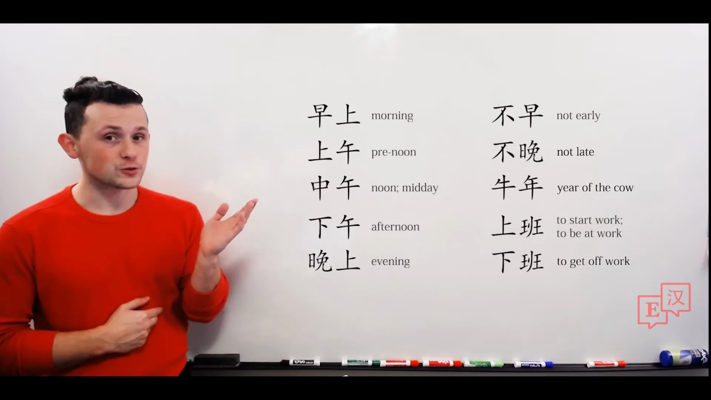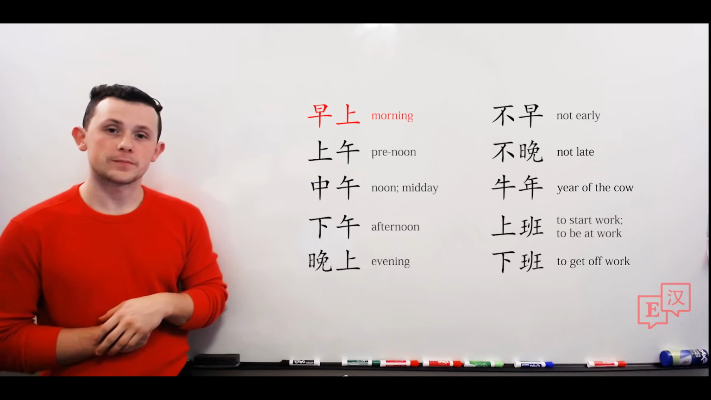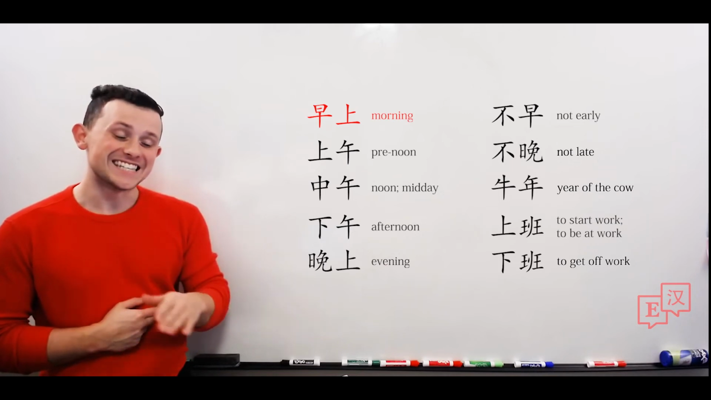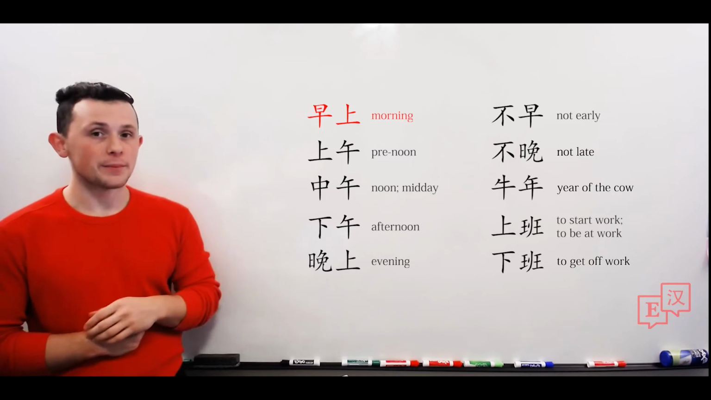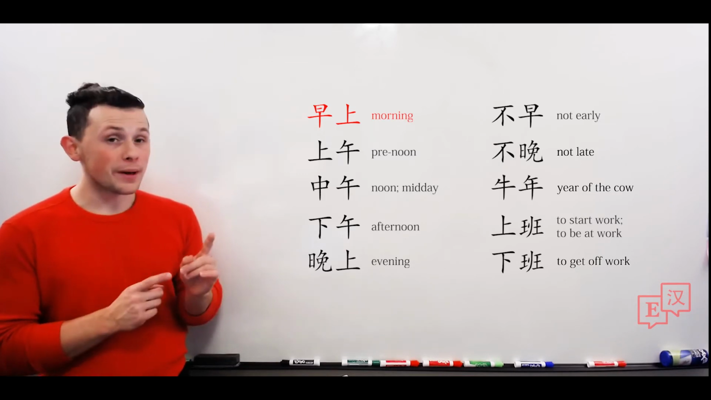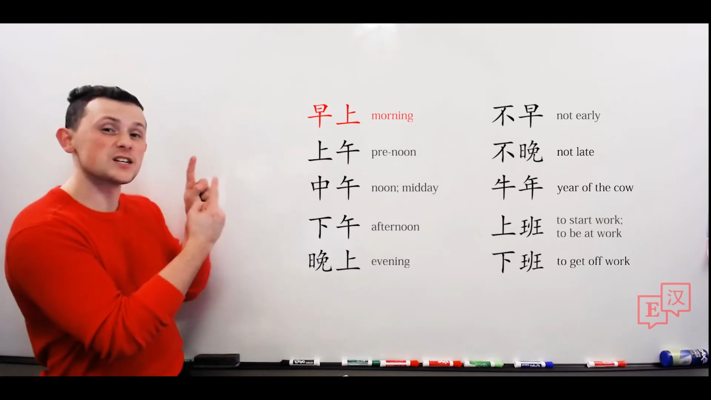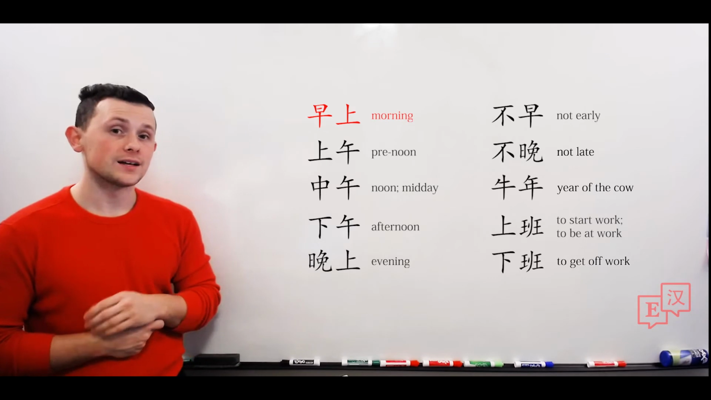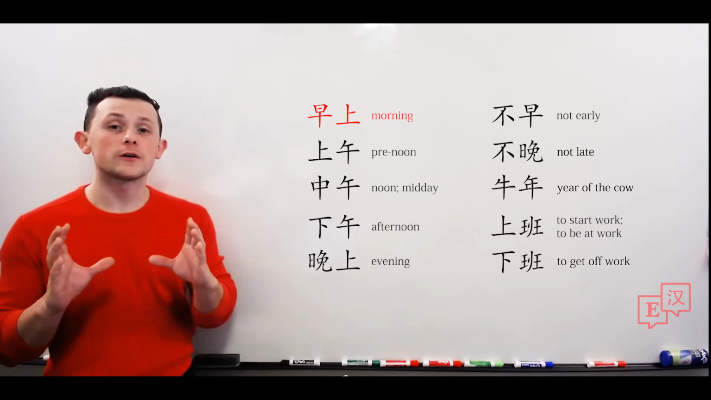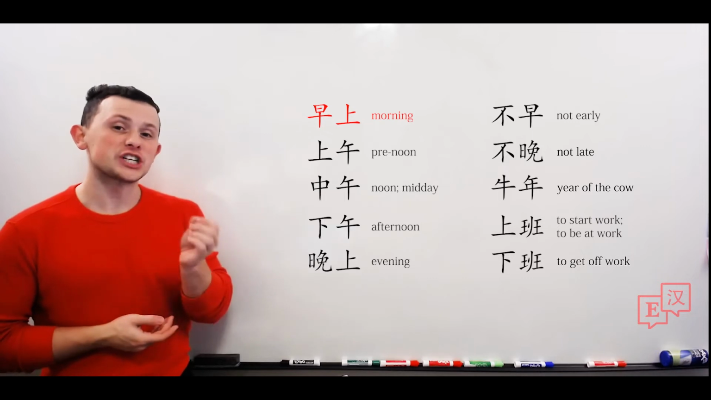So, our first word, 早上. Morning, on top of. Now, remember, 早 actually means early. It is only in the context of this word right here that it means morning. 早上. This is the word for morning. One last time. 早上.